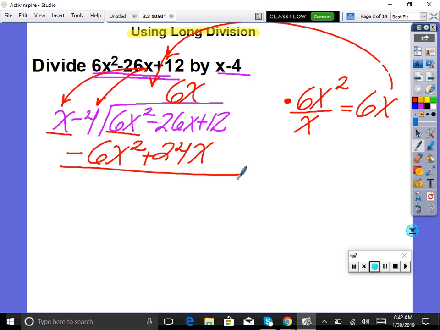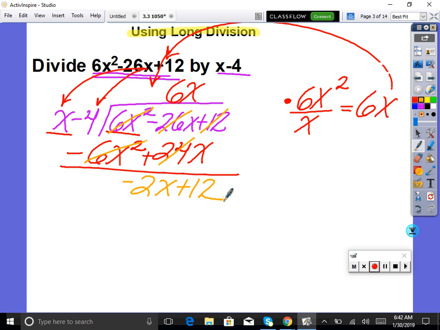So now what we're going to do is add straight down, combining like terms. Literally just combine like terms. So 6x squared minus 6x squared, gone. That should always cancel out. Now negative 26x plus 24x is negative 2x. Now notice I'm just crossing out what's under the house, and then we have a plus 12 and there's nothing to add it to, so we just have plus 12.